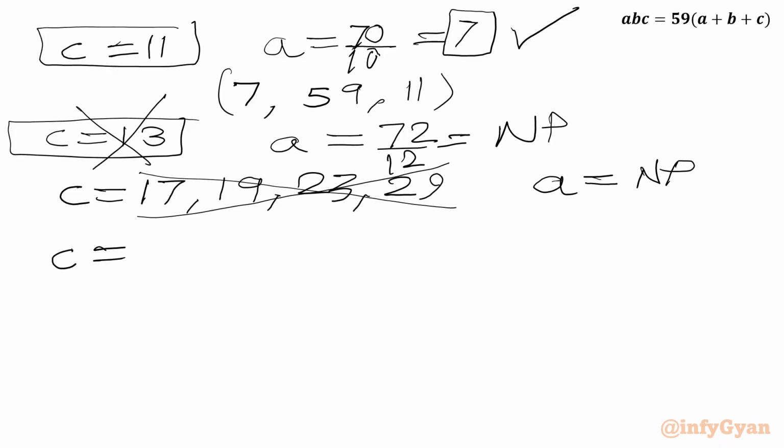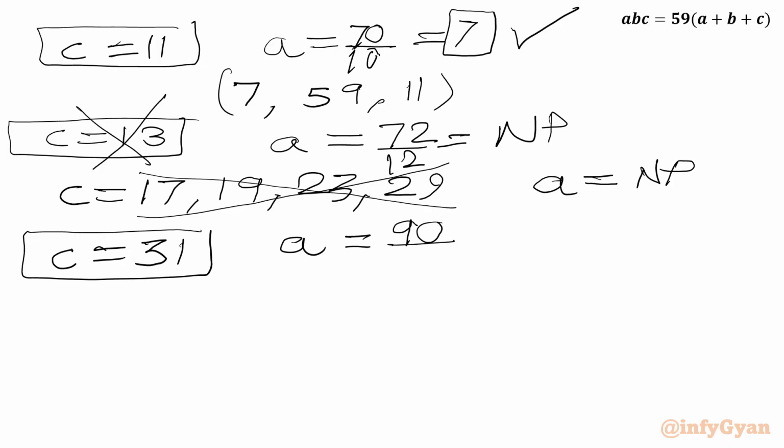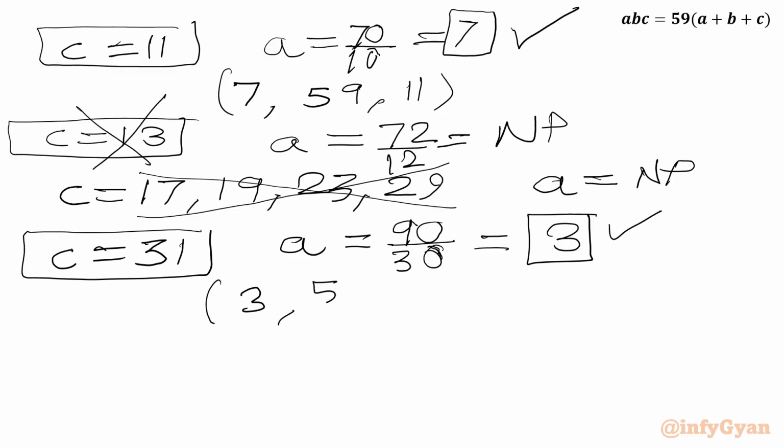Next value, if I consider 31. So we are going to get 59 plus 31. The value will be 90 over 31 minus 1. The value will be 30 in the denominator. So 90 over 30 is 3, and 3 is a prime number. So we can write the next triplet 3, 59, 31. Now you can see we have reached up to 3. We only have to attain A equal to 2.